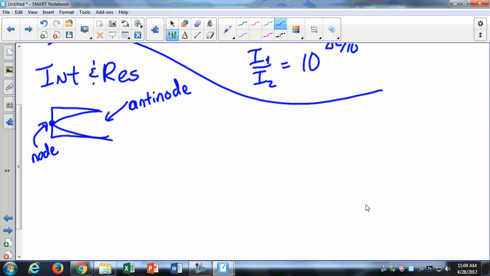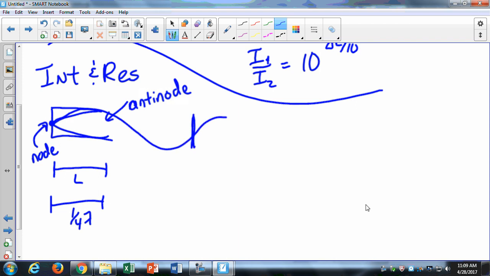Also know that this, which is a distance L, is also a quarter wavelength. We can look at the waveform that this is only a quarter wavelength because this is a full wavelength, and I can break this down into fours. I have 1, 2, 3. This is a quarter wavelength right here.